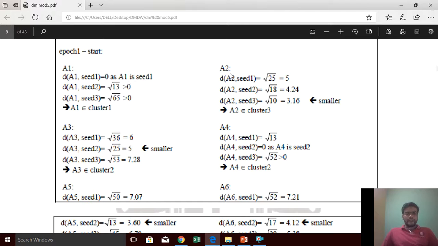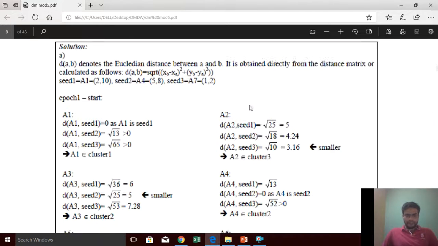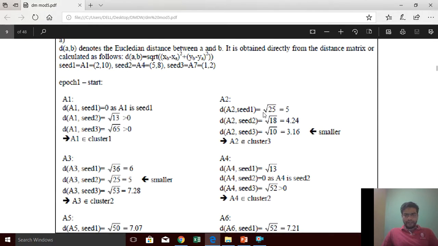Then you take A2. A2 to A1 is root of 25. Then A2 to A4 is root of 13, then A2 to A7 is root of 65. So A2 to A1 is root of 25, and A2 to A4 is root of 18.